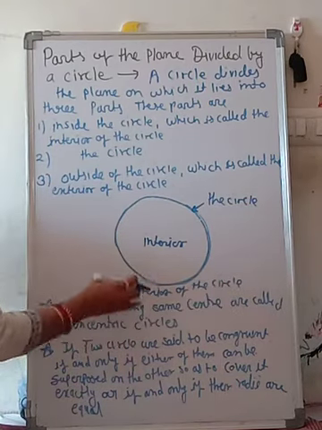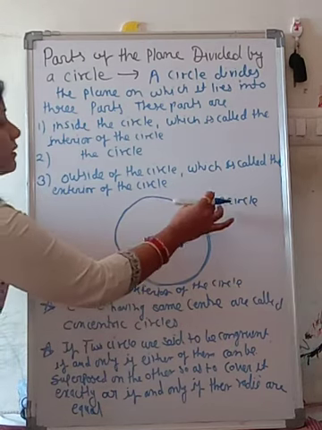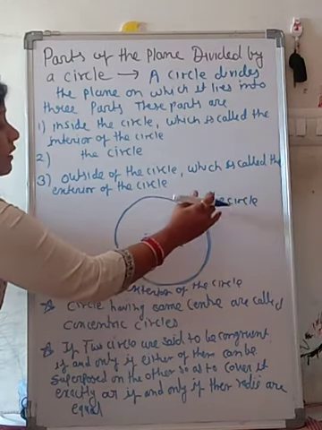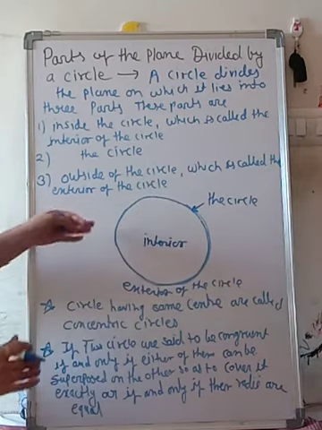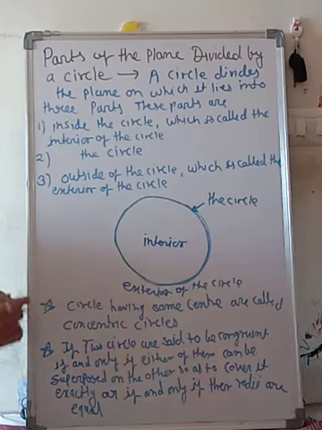So this is the exterior part of the circle, this is the interior part of the circle, and this is on the circle, lying on the circle. So these are the three important parts into which the plane is divided by a circle.